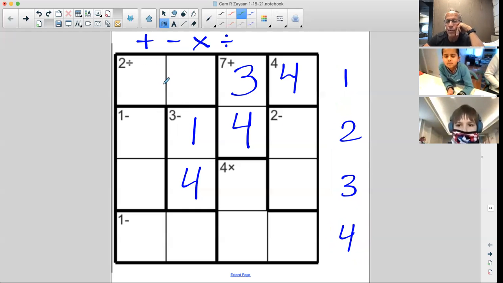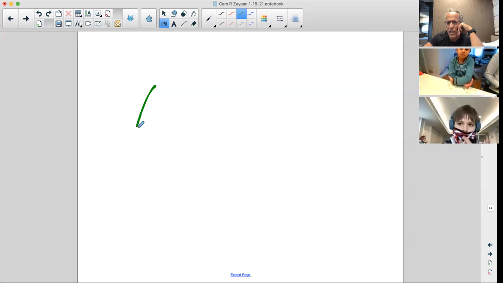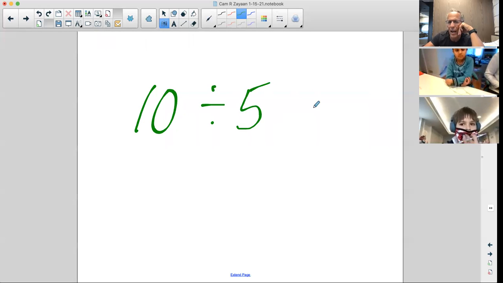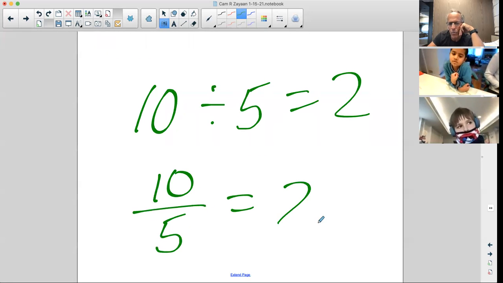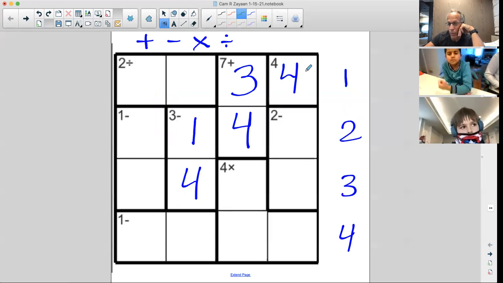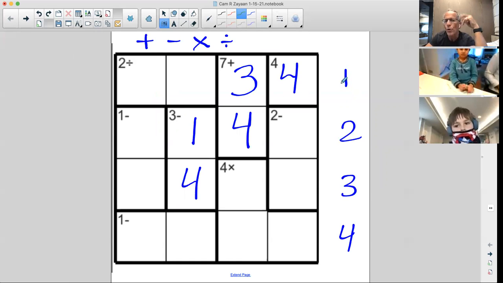Oh, I think you made the right choice. Now, which 2 numbers can be divided to make 2? Remember the example I gave you was 10 divided by 5 equals 2. But obviously we don't have 10 and 5. So Zayaan, I want you to write it down. Cam, I want you to write it down. There are 2 sets of numbers that would work here.